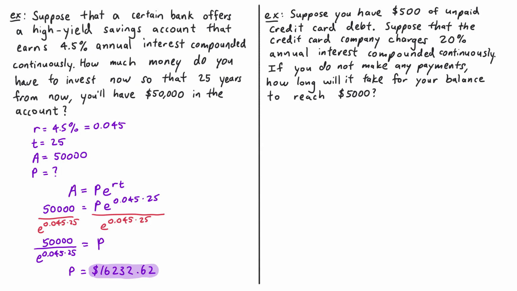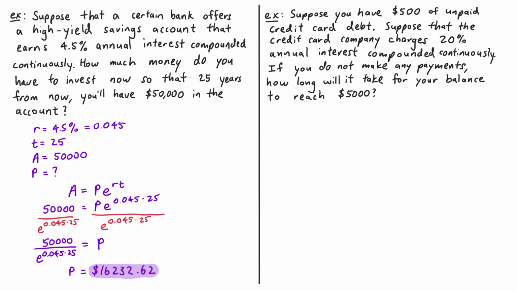Suppose you have $500 of unpaid credit card debt. And suppose that the credit card company charges 20% annual interest compounded continuously. If you do not make any payments, how long will it take for your balance to reach $5,000? Since interest for debt accumulates in the same way that it does when we put money in a savings account, we can use the compound interest formula to help us out.